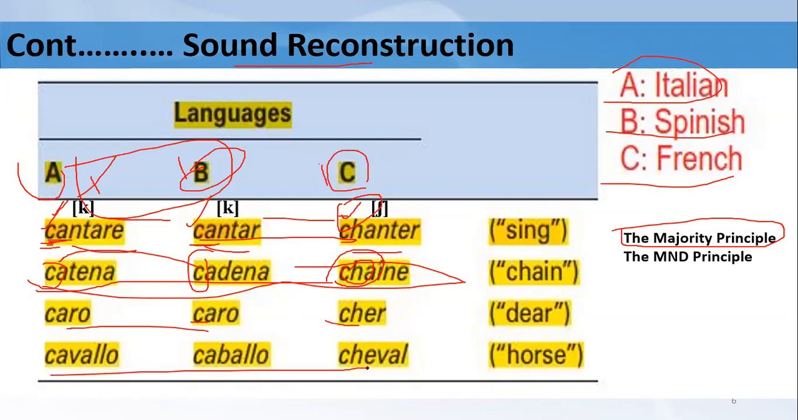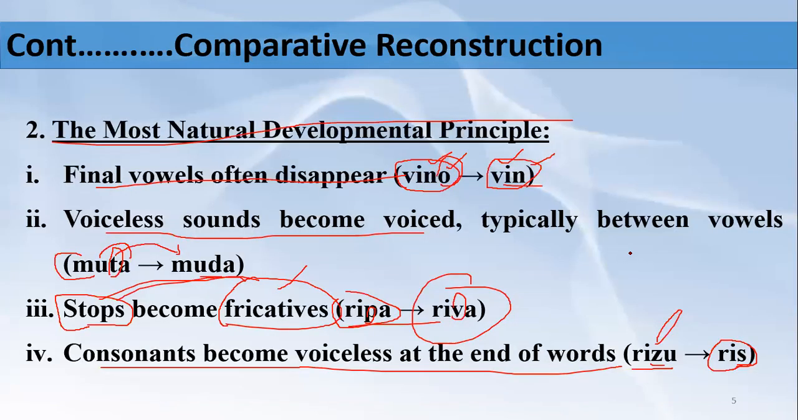Now look at the most natural developmental process principle, the second one. Again, if we get back to the rules, the four rules of the most natural developmental principle. Fine. Here we may go for rule number three.